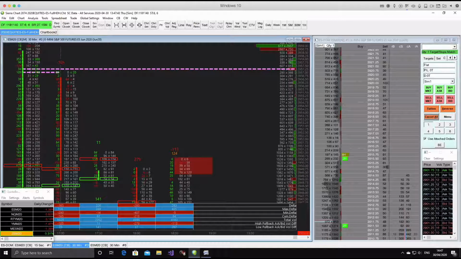Dimitri, 2020 equities chart footprint configured quite differently. Is this a later version? I find this easier to read. Yeah, I change my chart books all the time.